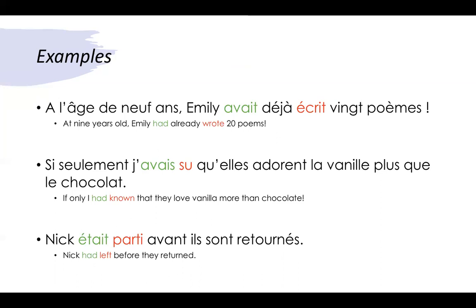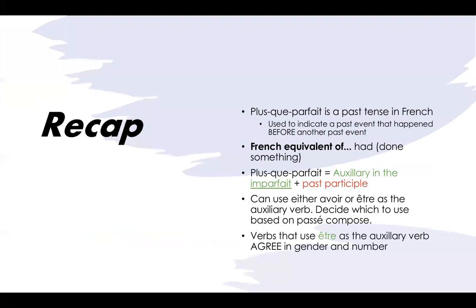So, obviously you made a decision about getting vanilla over chocolate, but only if you had known, which is the past of a previous past example, that they liked that flavor more than another. And lastly, Nick était parti avant qu'ils soient retournés. So Nick had left before they returned. So they returned in the past, but Nick had left before that, therefore indicating the plus que parfait.